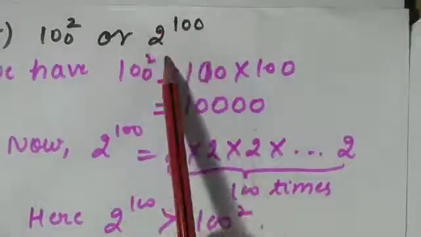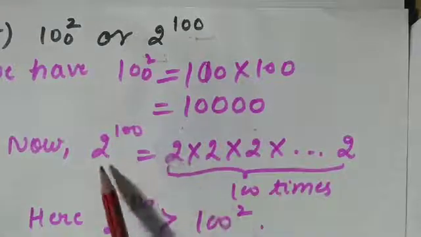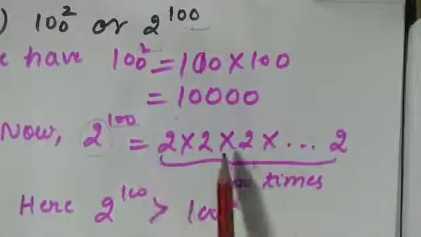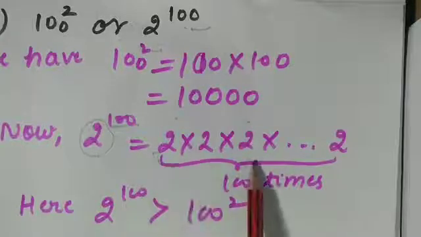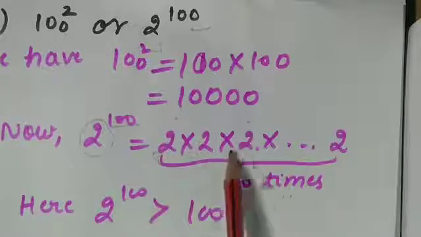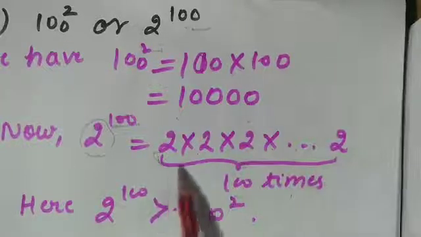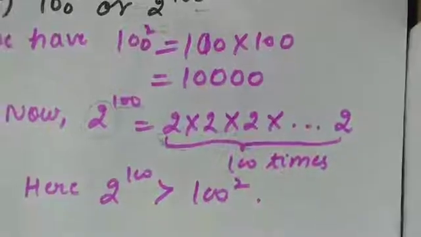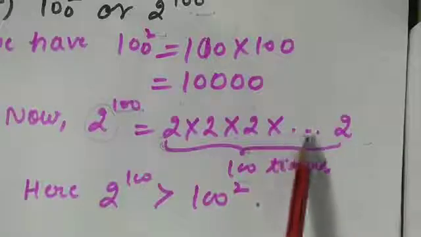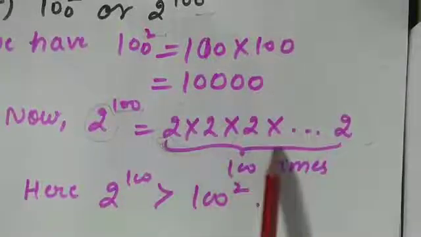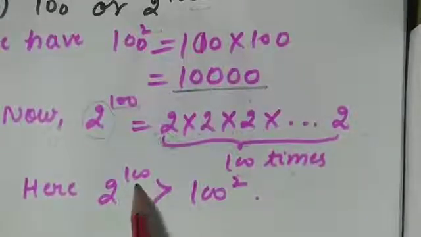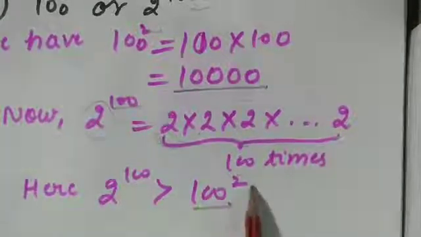Now come to the second number, 2 raised to the power 100. It means 2 must be multiplied 100 times. So 2 is multiplied by itself 100 times. You can write it like 2 into 2 into 2 and so on, 100 times. Now here I am observing, and this is common sense, that if you multiply 2 a hundred times, obviously that will be greater than 10,000. So 2 to the power 100 is greater than 100 to the power 2.